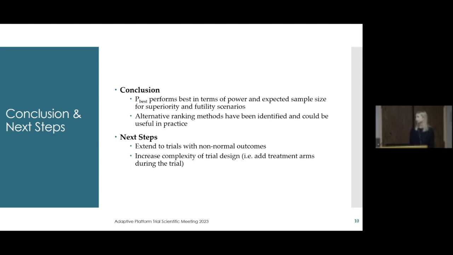As for next steps, we want to extend to trials with non-normal outcomes and also increase the complexity of the trial design, for example, adding treatment arms during the trial or adaptive randomization.